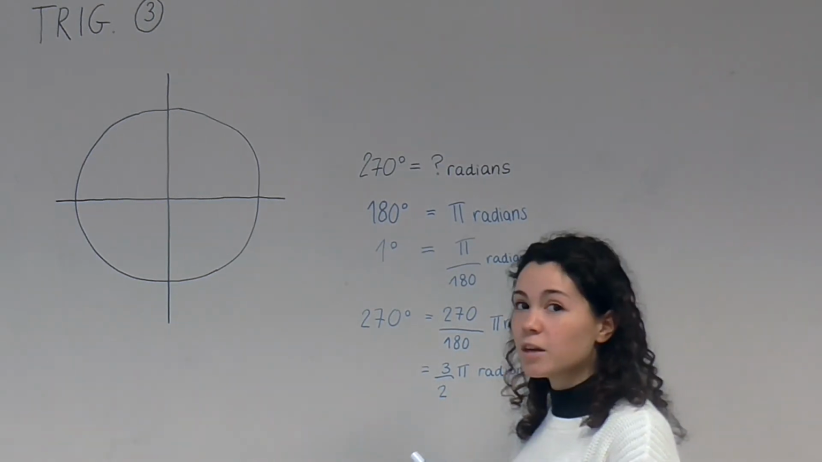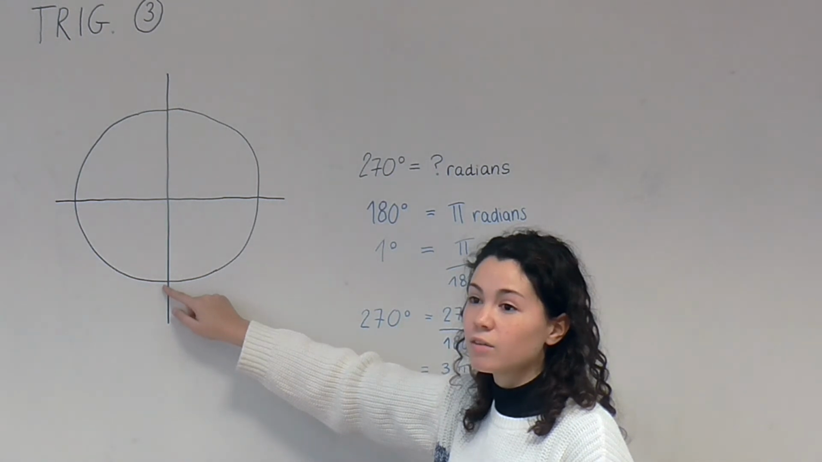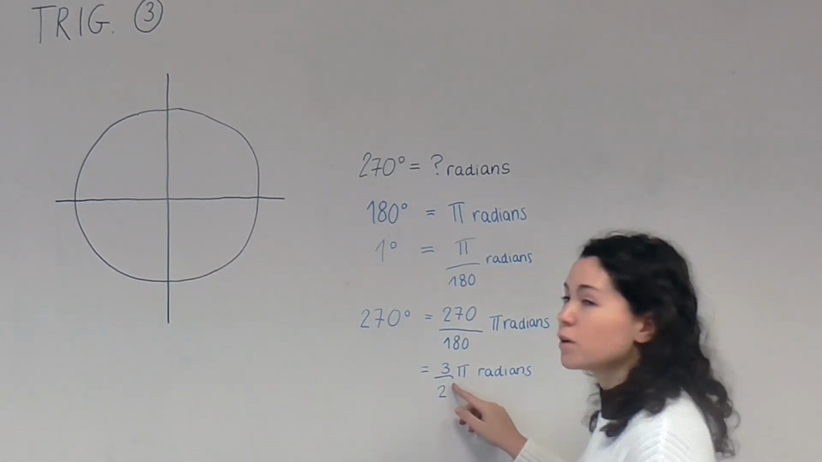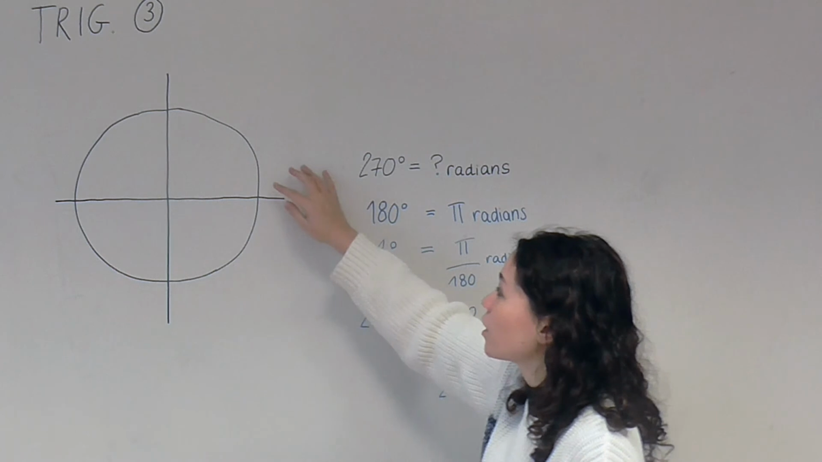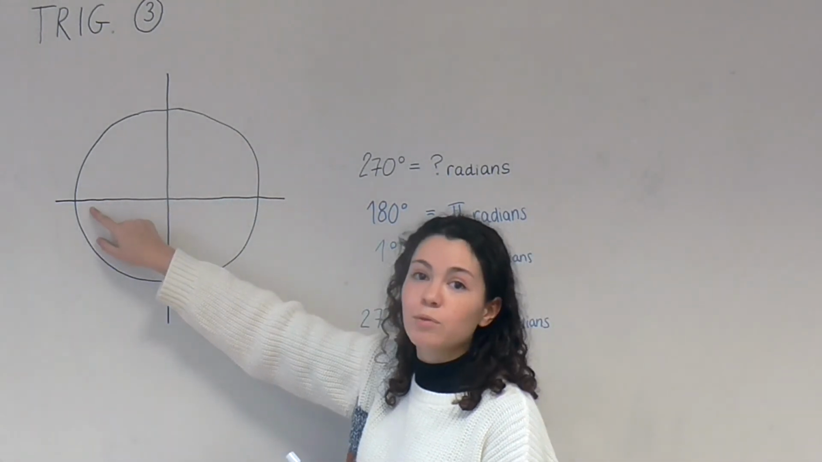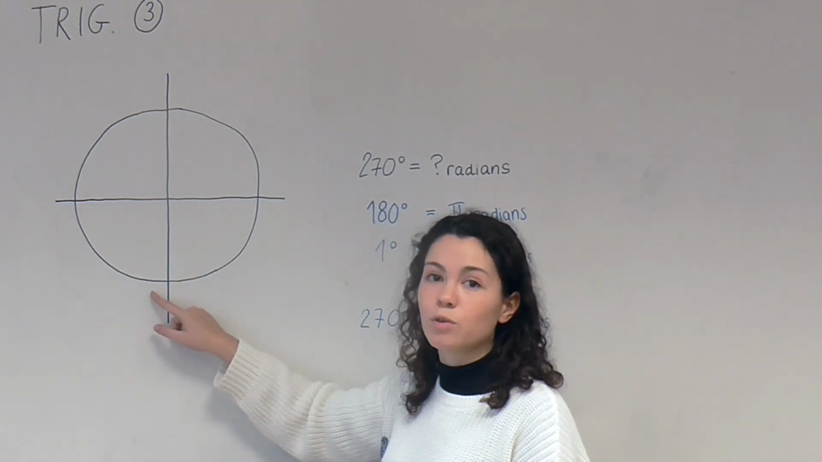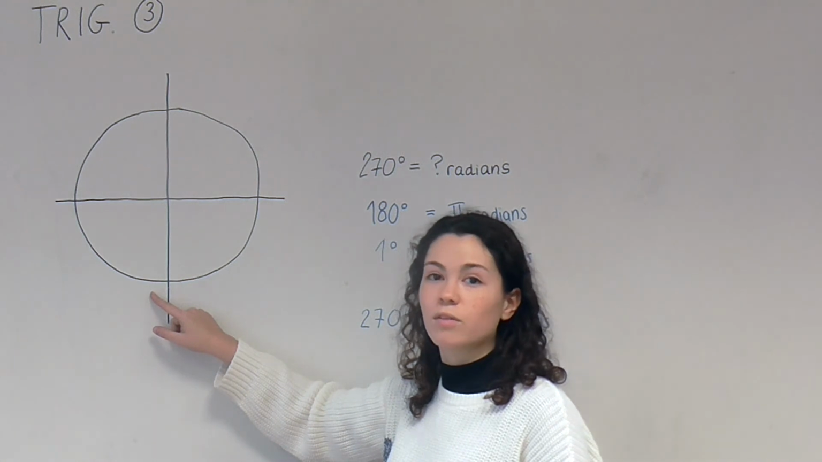Now, as I said in the beginning, 270 degrees corresponds to this point over here, and this is also going to make sense with the 3 over 2 pi radians, because we know that when you go from here to here, you have pi over 2. Then from here you have pi, which corresponds to 180 degrees, and then down here 3 over 2 pi, which is then 270 degrees.